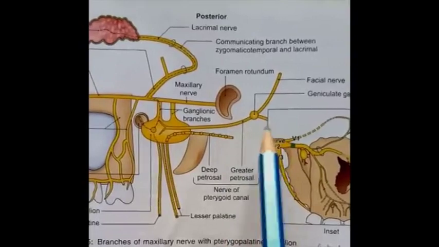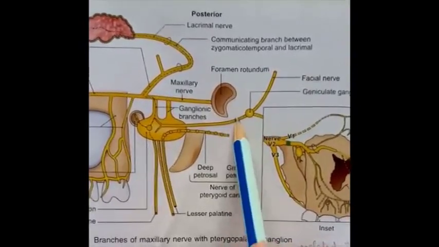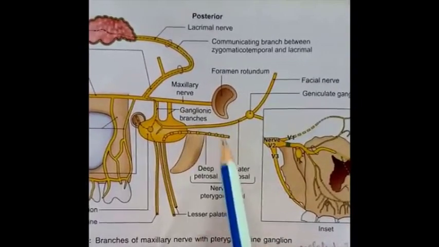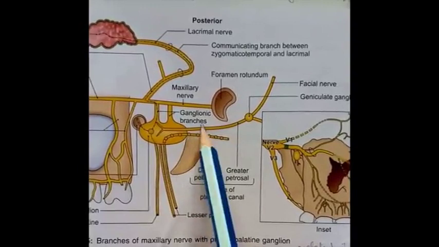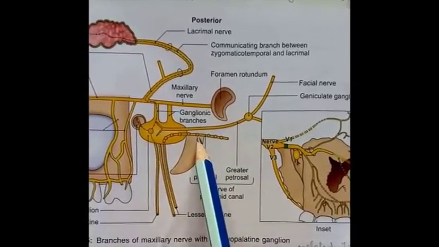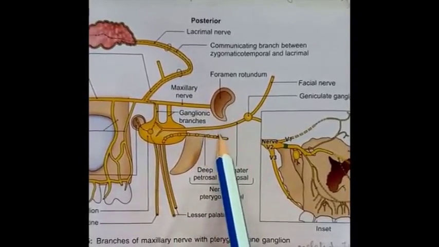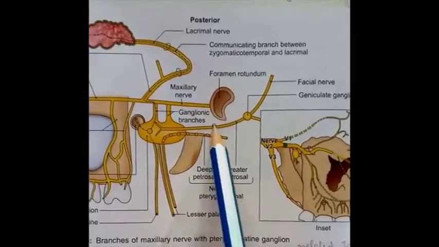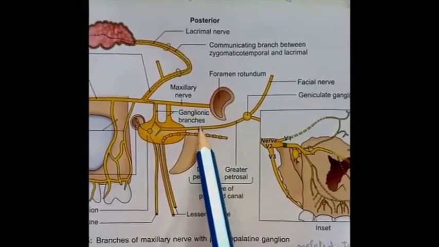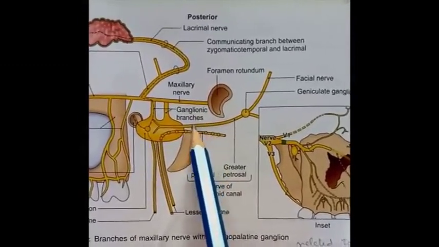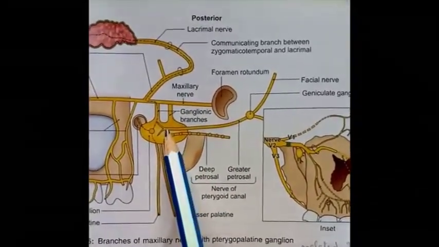So what is nerve of pterygoid canal? Greater petrosal nerve enters into the pterygoid canal along with the deep petrosal nerve. Then these both nerves are known as nerve of pterygoid canal, but both are having different origins. This is the parasympathetic root and this is the sympathetic root. So greater petrosal nerve, when it passes through the pterygoid canal, is known as nerve of pterygoid canal. It becomes the parasympathetic root of this ganglion.